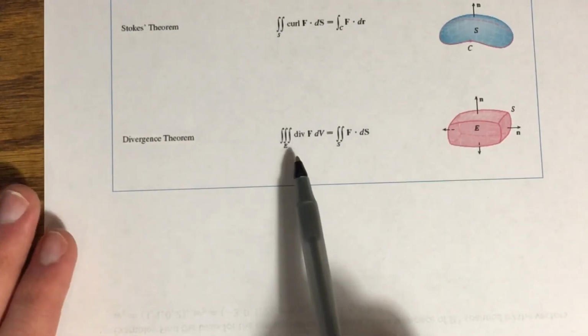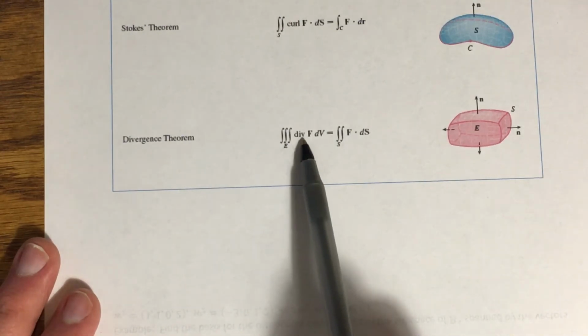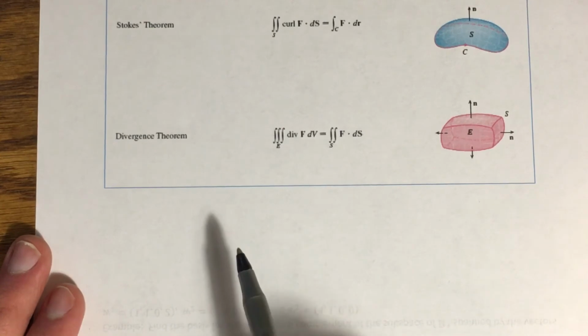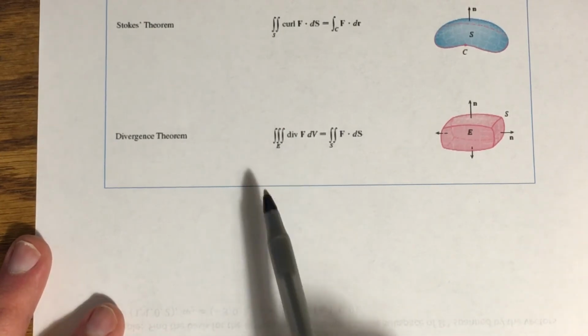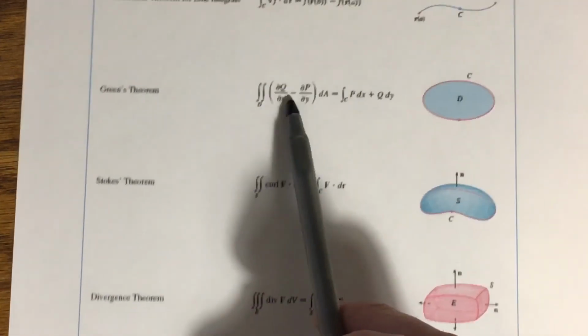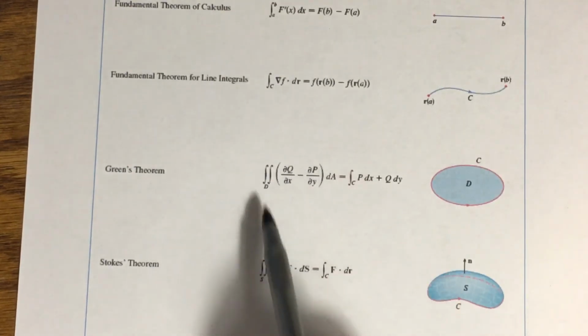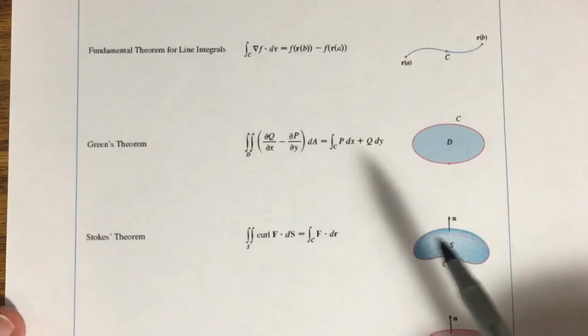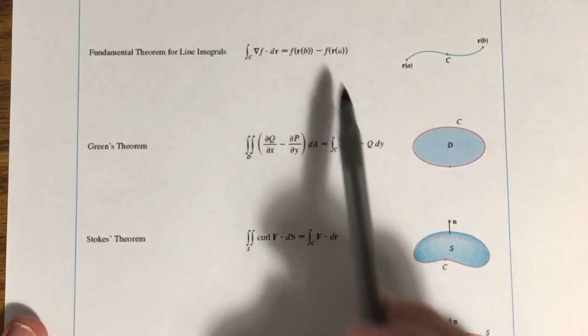Here, the divergence theorem, the triple integral that shows up there involves the divergence of F. Remember, that's del dot F. Again, the differential operator del. So in all five of these cases, the thing that we're integrating is some kind of a derivative of a function. Now, what's happening on the right-hand side?